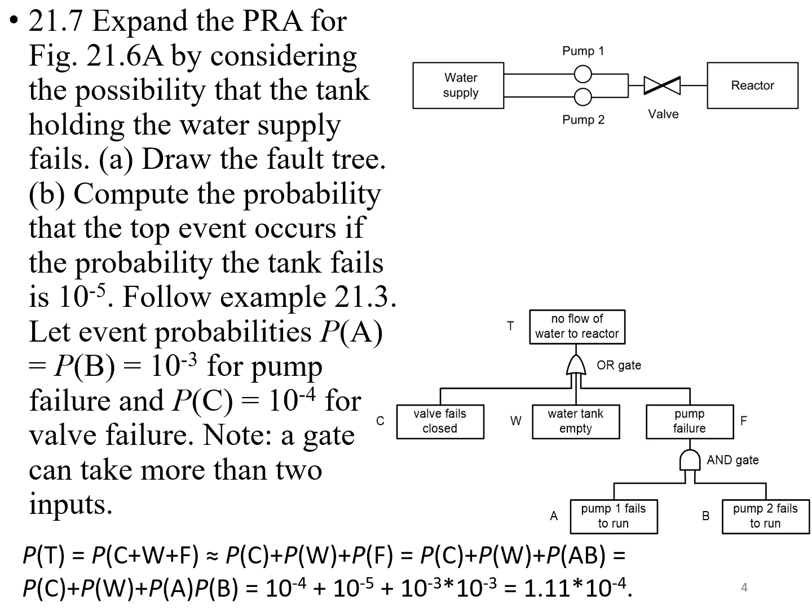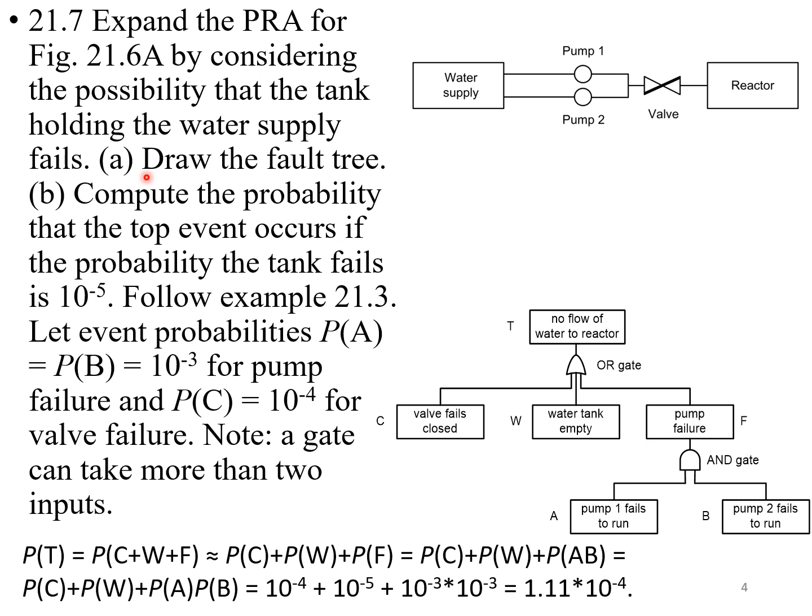Expand the PRA for figure 21.6a by considering the possibility that the tank holding the water supply fails. Then A, draw the fault tree. Then B, compute the probability that the top event occurs if the probability the tank fails is 10 to -5.